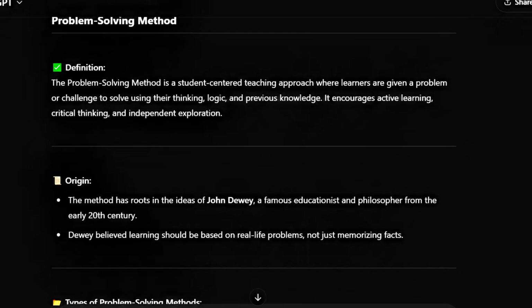Definition. The problem-solving method is a student-centered teaching approach where learners are given a problem or challenge to solve using their thinking, logic, and previous knowledge. It encourages active learning, critical thinking, and independent exploration. Origin. The method has roots in the ideas of John Dewey, a famous educationist and philosopher from the early 20th century. Dewey believed learning should be based on real-life problems, not just memorizing facts.